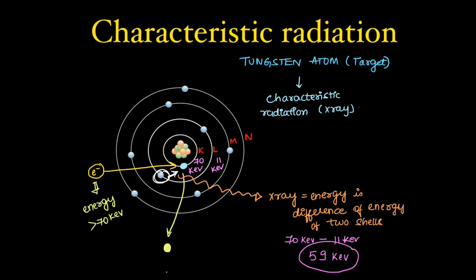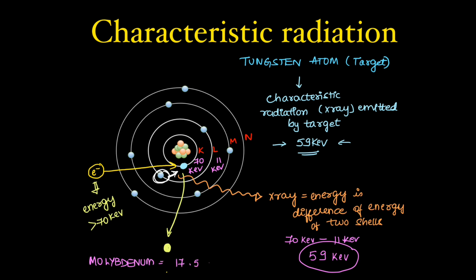So different atoms will have different X-ray energy levels which are released, hence it is characteristic for a specific atom. That's why the name characteristic radiation is given. So for molybdenum, which is used as a target in mammography X-rays, the characteristic radiation or the X-ray photon will have energy level somewhere around 17.5 to 19.